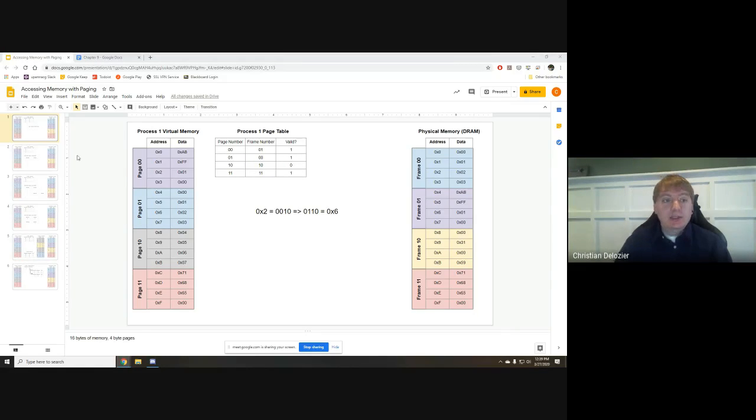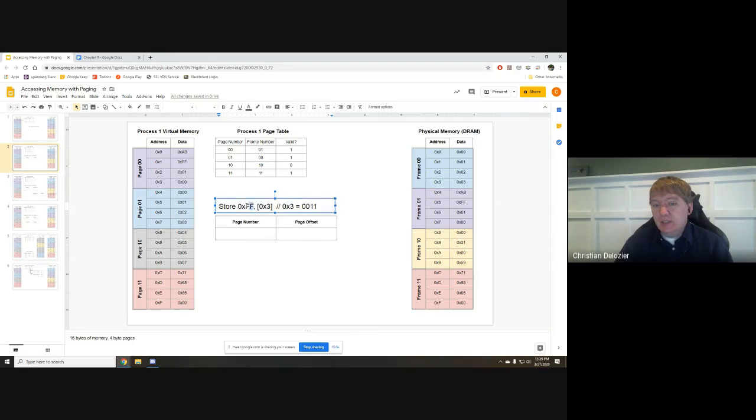Okay, great. So let's move on to the next slide then. Just to cover this a second time, let me copy over the page mappings that we're using here. What the user process would do is something like store 0xFF. This is the new value that I want to store into memory, and I'm going to store it to address 0x3. And 0x3 is 0011.